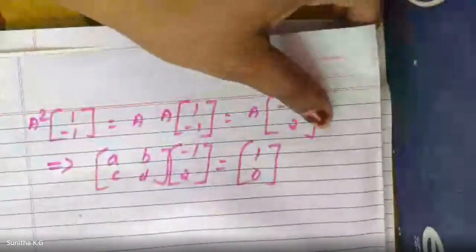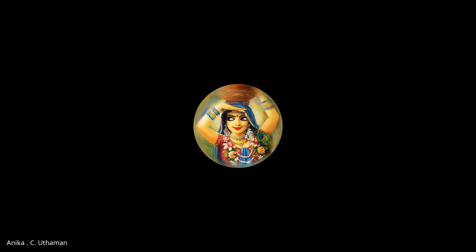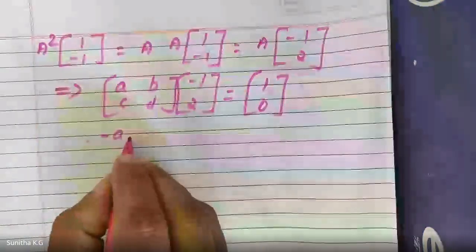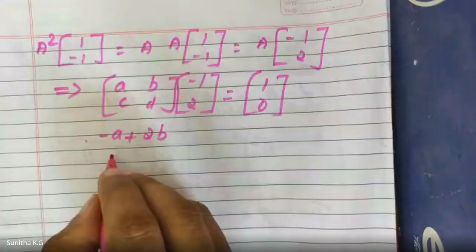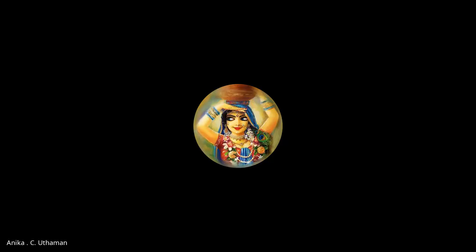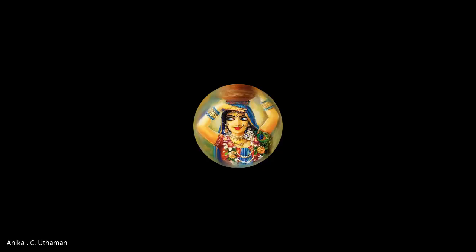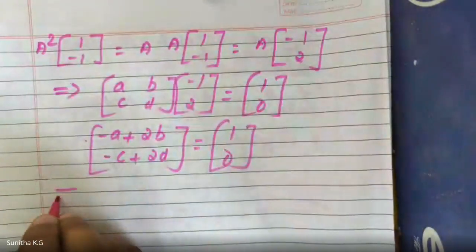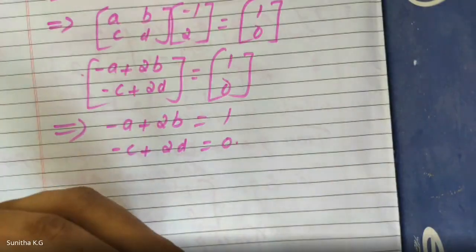Then multiply A, B, C, D with the matrix of minus 1, 2. What do you get? Minus A plus 2B, minus C plus 2D, equal to 1, 0. That implies minus A plus 2B is equal to 1, and minus C plus 2D is equal to 0.